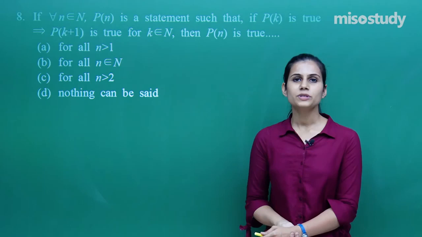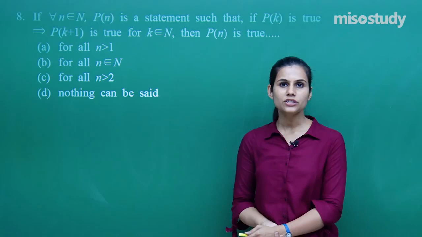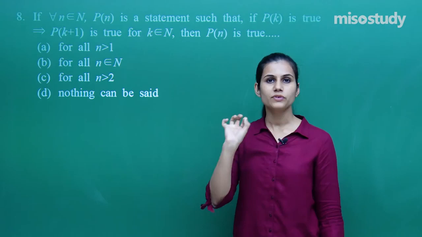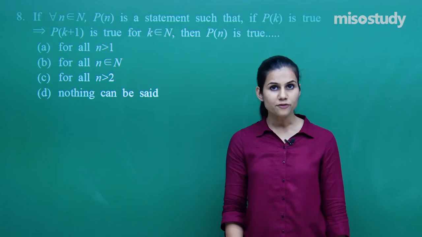Just because Pk is true implies Pk plus 1 is true, I cannot say that it is true for every natural number, or it is true for n greater than 1, or it is true for n greater than 2. At minimum, I need one value at which I can calculate the truth or falsity of Pn. I need at least one value of n for that. Primarily, I need n equals 1.